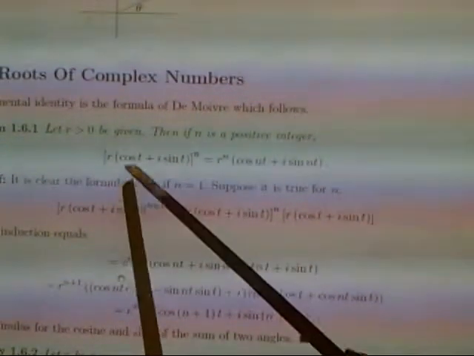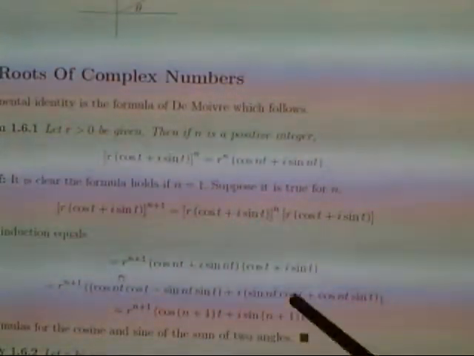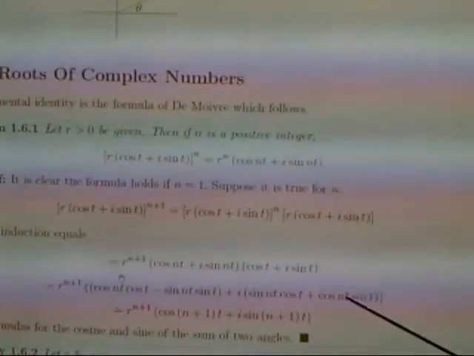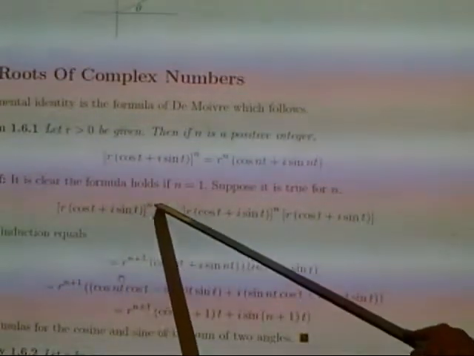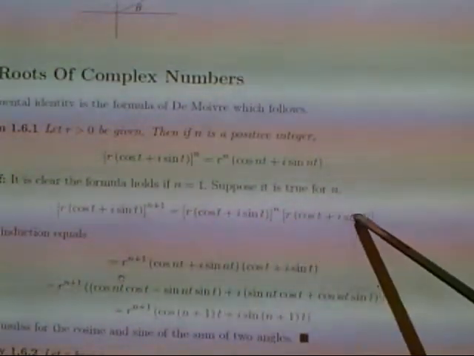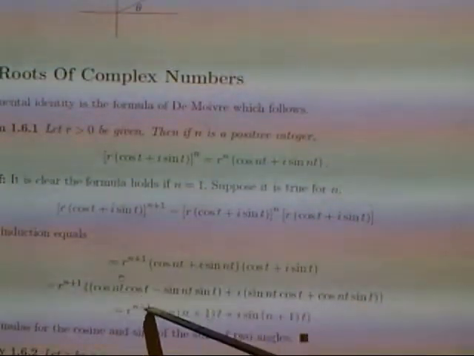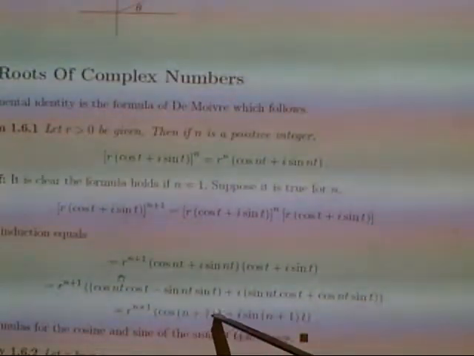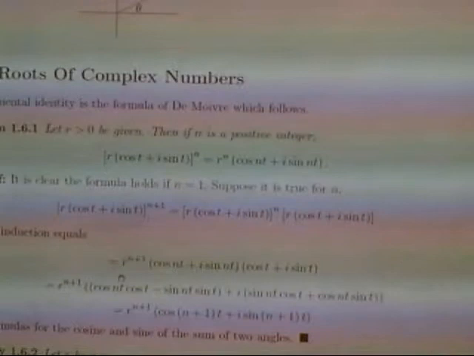Those are the roots of the complex number. If you see r times cos t plus i sin t, the whole to the power n, this equals r to the power n multiplied by cos nt plus i sin nt. So if you see r multiplied by cos t plus i sin t to the power n plus 1, we write this equation, and finally you can write this function as r to the power n plus 1, cos (n plus 1)t plus i sin (n plus 1)t. Those are the roots of the complex number.